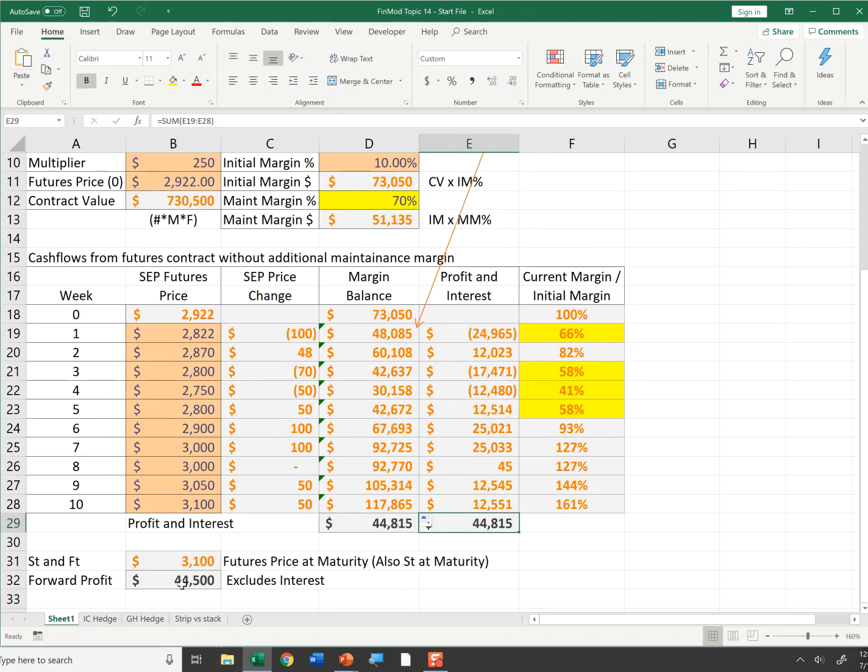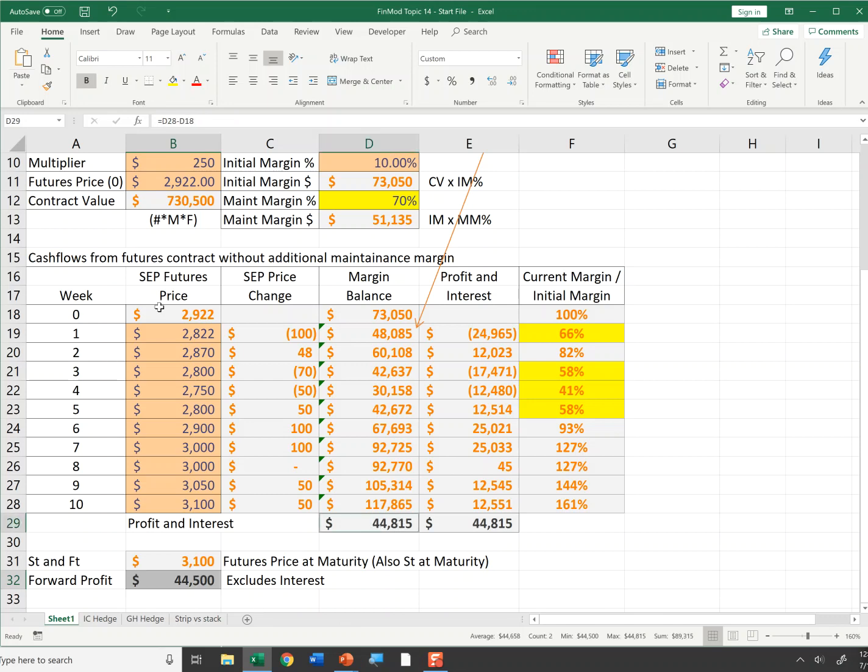Now, if this were a forward contract and I went long at 29.22, and the final closing price was 3,100, because again, remember, at the end of a futures contract at maturity, there's a convergence of futures and spot. So if the spot price at maturity is also equal to the final futures price of 3,100, if I just took my final spot price minus the initial futures price times my 250 times the number of contracts, I would have made $44,500 if this were a forward contract.